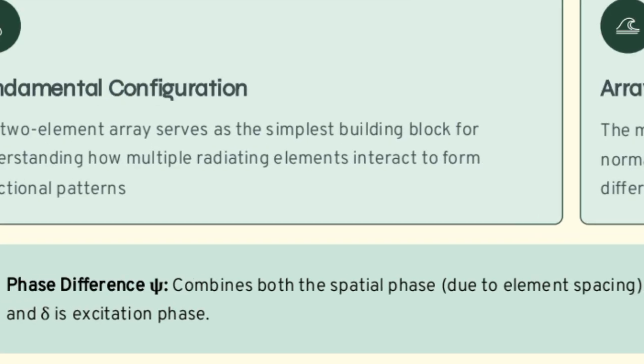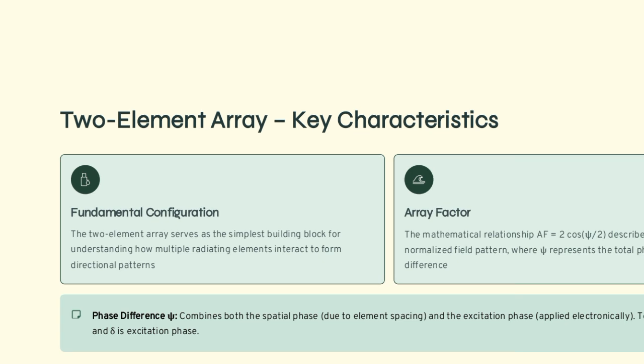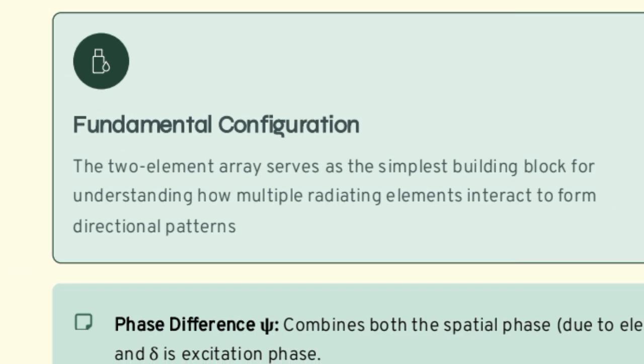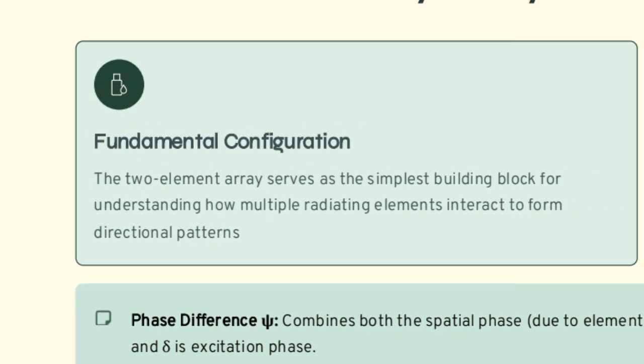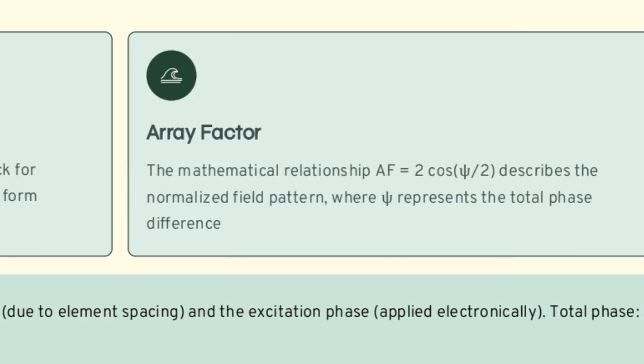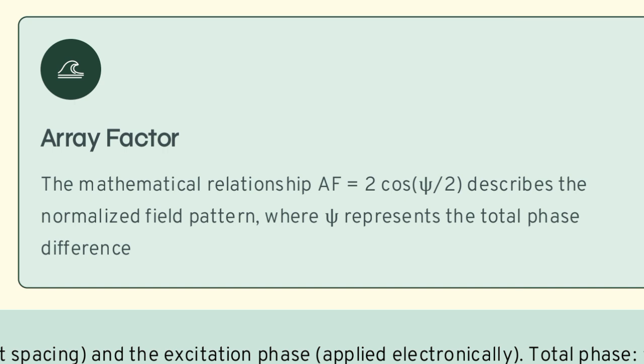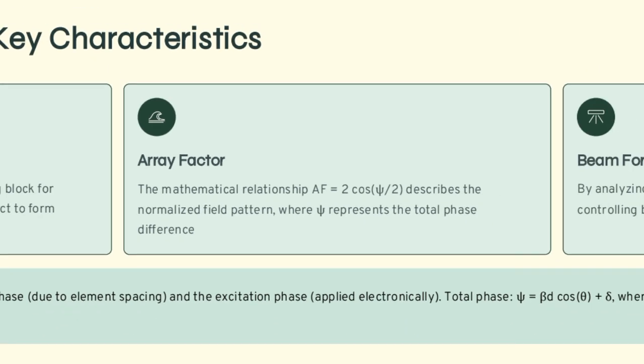For the two element linear array, we need to keep in mind the key characteristics. The first is the fundamental configuration: the two element array is the simplest building block for understanding how multiple radiating elements interact to form directional patterns. The second is the array factor, and you have to remember this formula: 2 cos(psi/2), which describes the normalized field pattern, where psi represents the total phase difference.